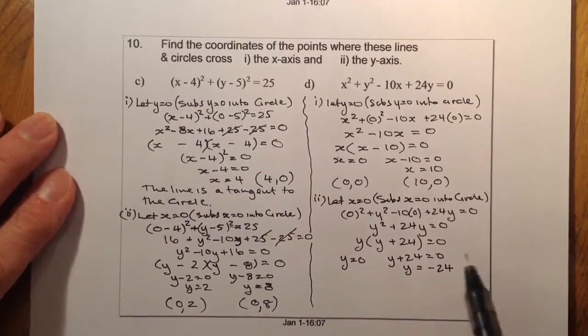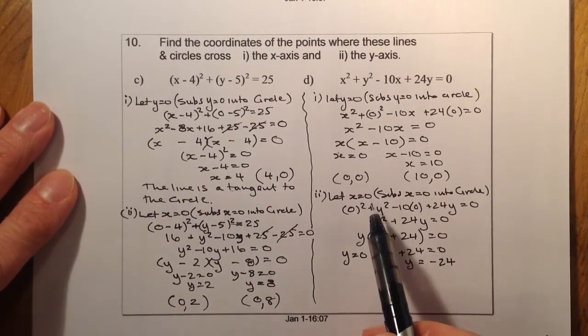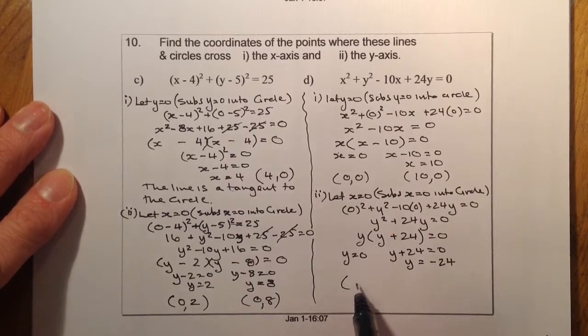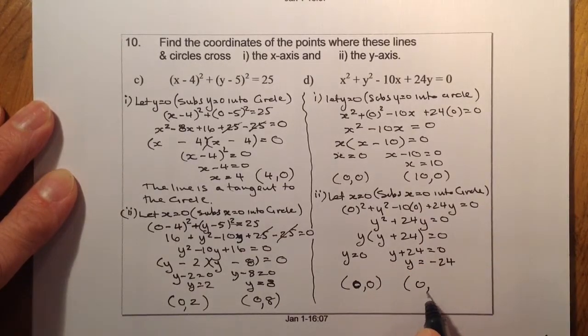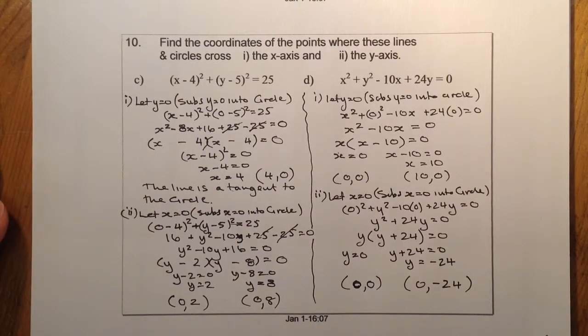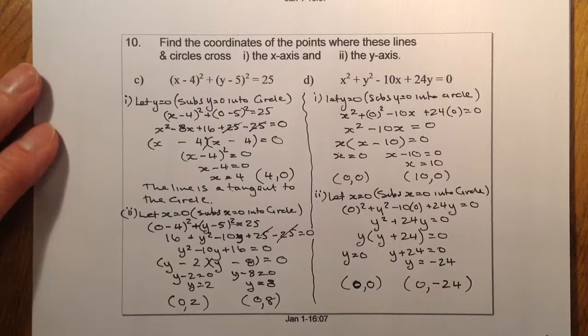So all I'll do here is write down my coordinates. The coordinates will be 0 as my x coordinate and 0 as my y coordinate for that one. And I've got 0 as an x coordinate here, and minus 24 as the y coordinate there. So let's see how we're going to mark this.